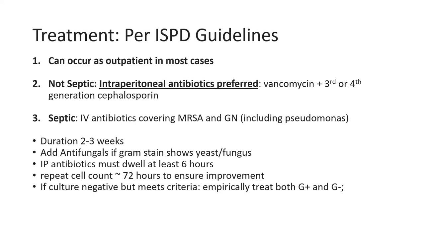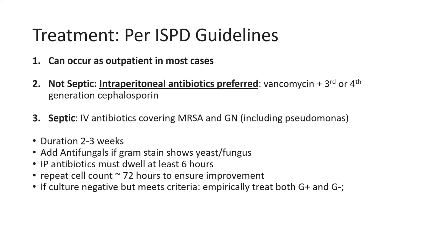So treatment, this again is different. Often this can occur on the outpatient side. For patients who are not septic, intraperitoneal antibiotics are preferred. Usually something for gram-positive pathogens, we use vanc because of high MRSA rates, and a third or fourth generation cephalosporin, depending on the concern for Pseudomonas. If patients are septic, you can start IV antibiotics initially, again covering the same pathogens. The duration is 2 to 3 weeks. You only add antifungals if the gram stain shows yeast or fungus. Anything intraperitoneal needs to dwell for at least 6 hours. And then we're going to follow up a cell count in 2 to 3 days to make sure you're improving.